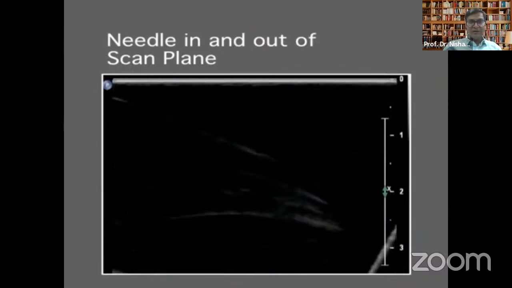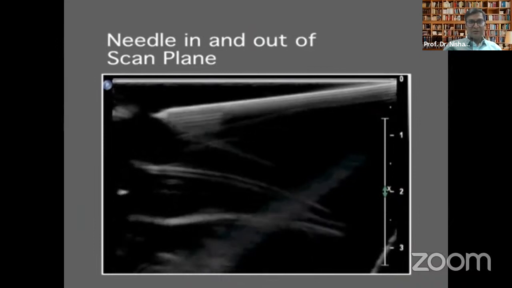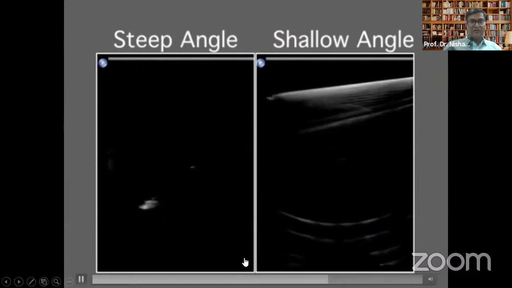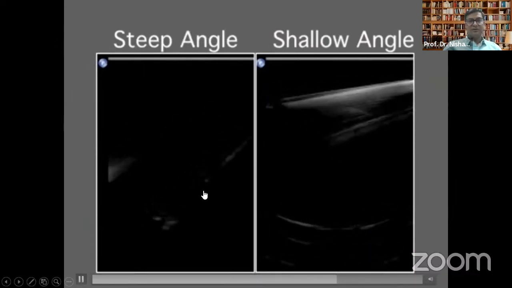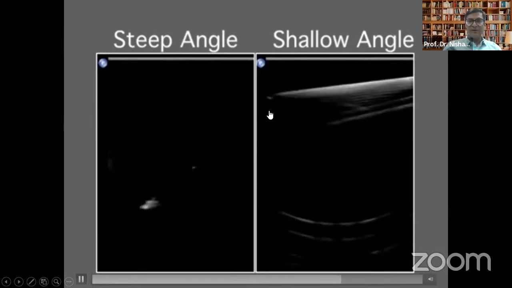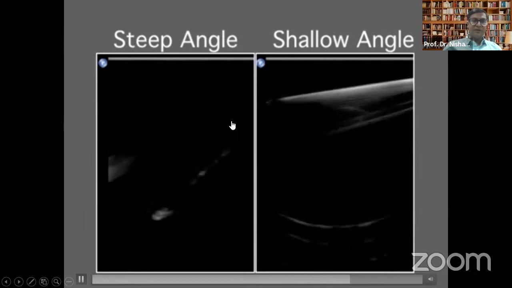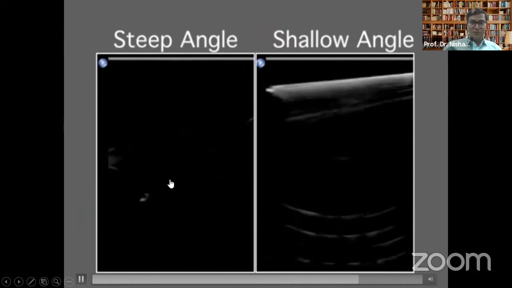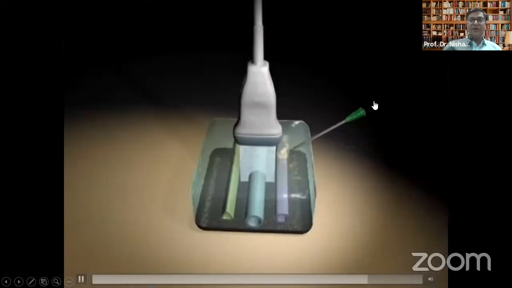This is in plane, needle in plane. And this is out of plane. Same needle which is out of plane. Steep angle, shallow angle, this is in plane. Now, if you see the shallow angle, the needle shaft is visible, but in steep angle, the shaft loses its clarity and only the tip is visible. So always try and keep a shallow angle.